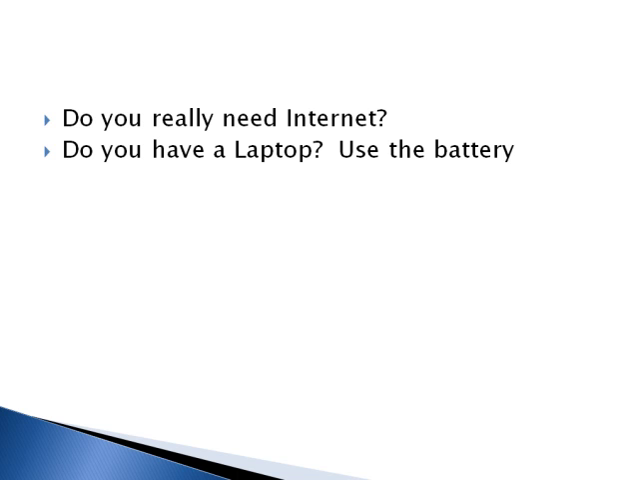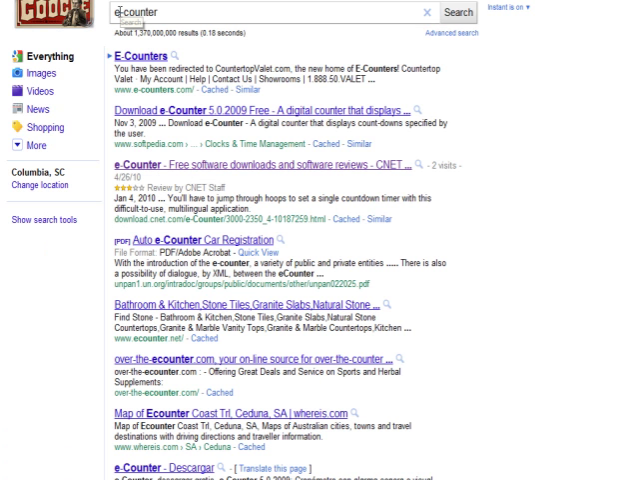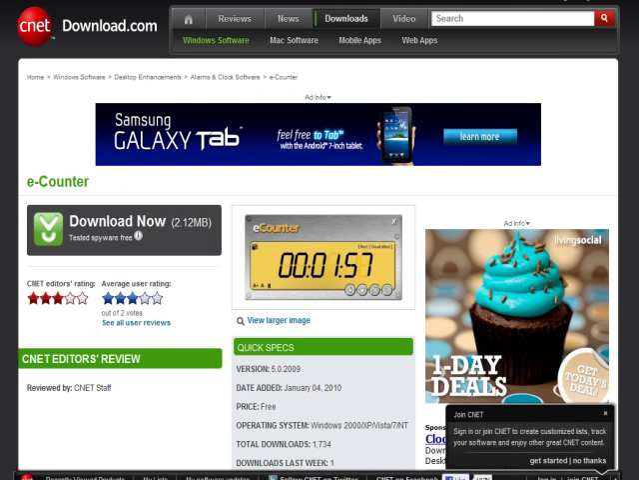Now, in addition to what I have told you so far, there is one business tool that I use. It's a free business tool. It's called eCounter. Now, what I want you to do is go to Google right here, type in e-counter, and you'll find this here. It's a free software download. And if you click this link, you'll get to this site and you can download eCounter.